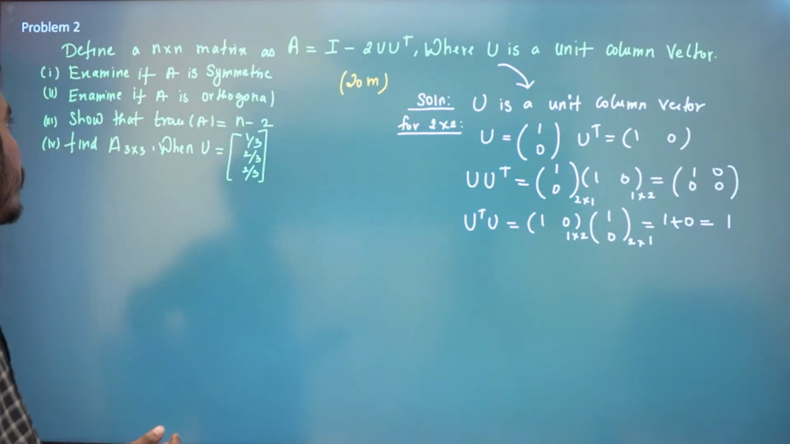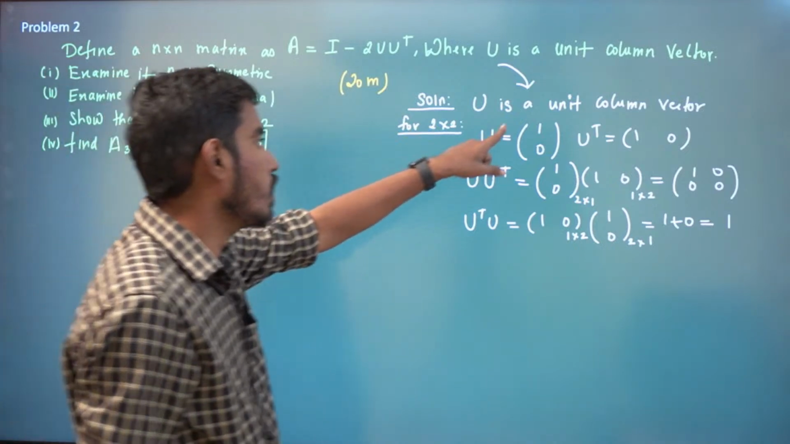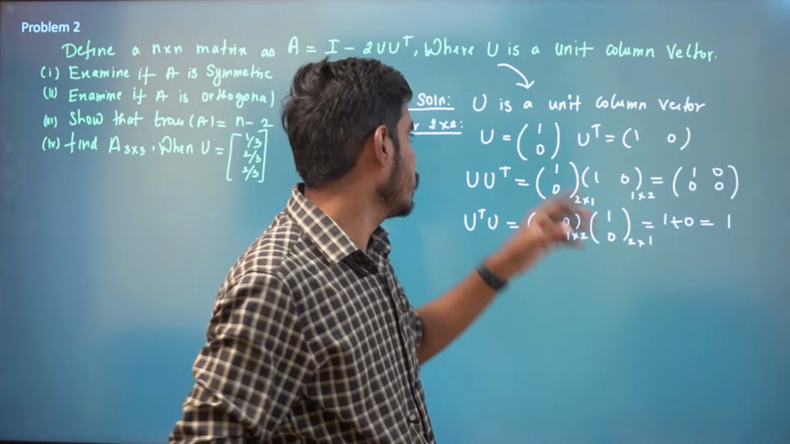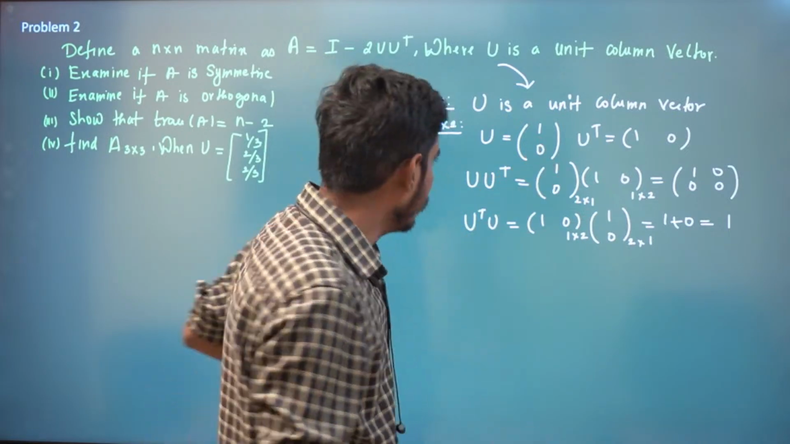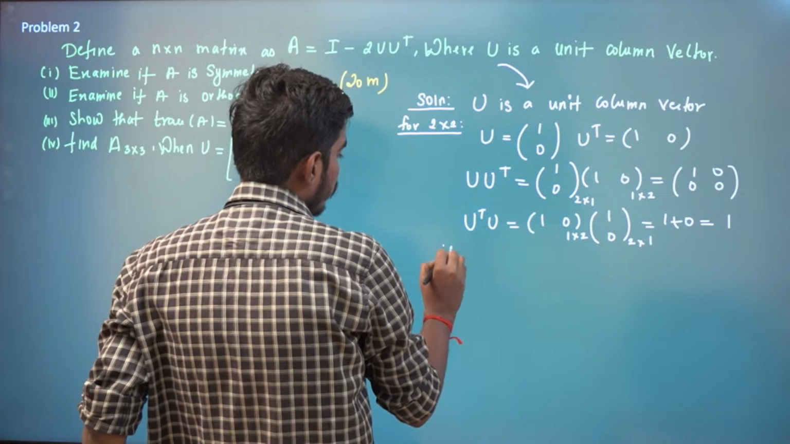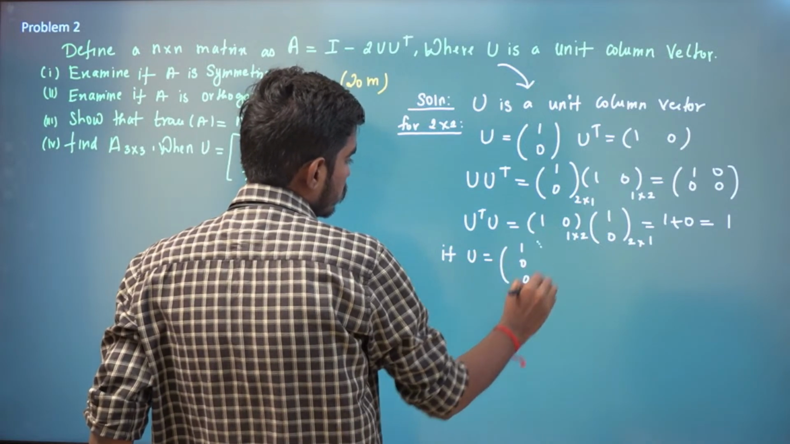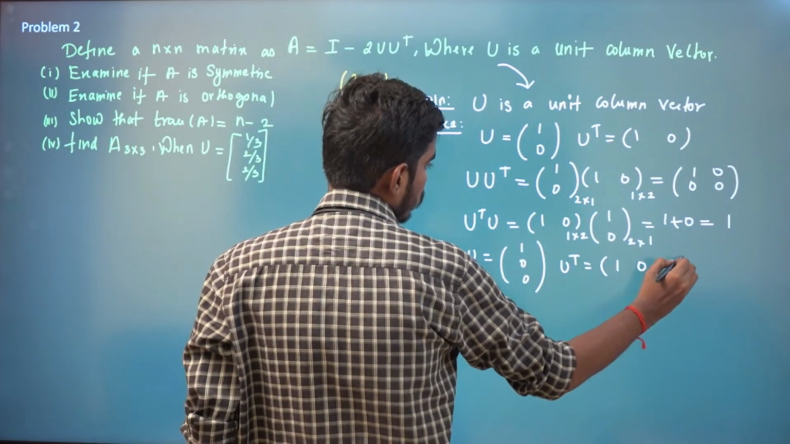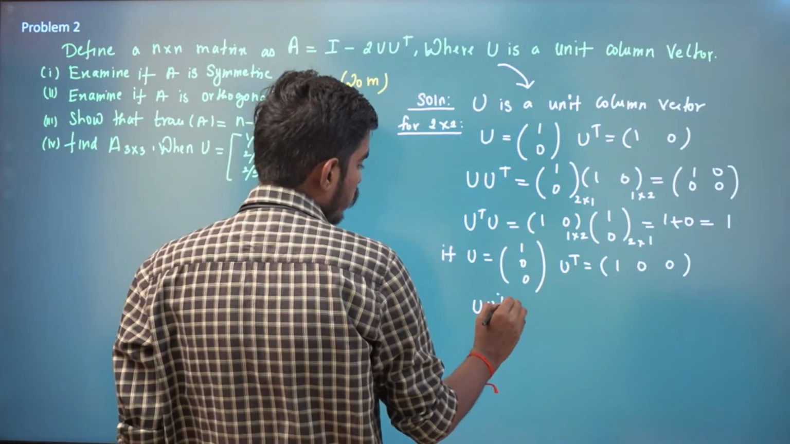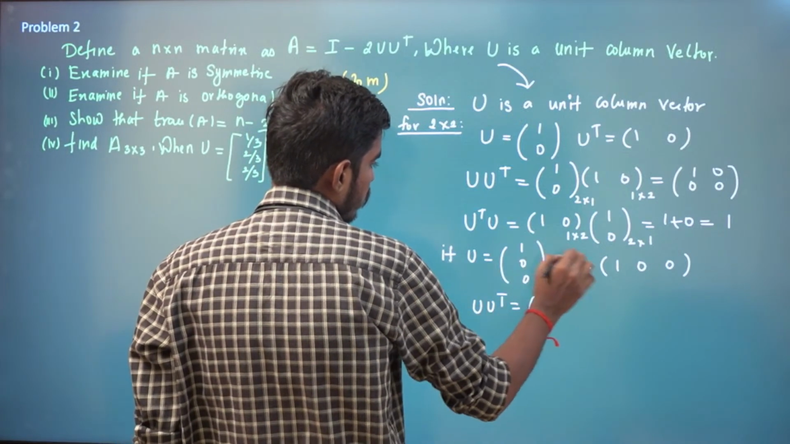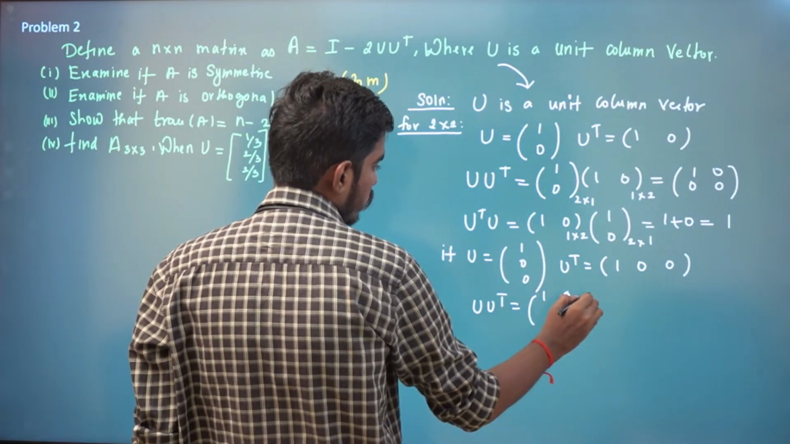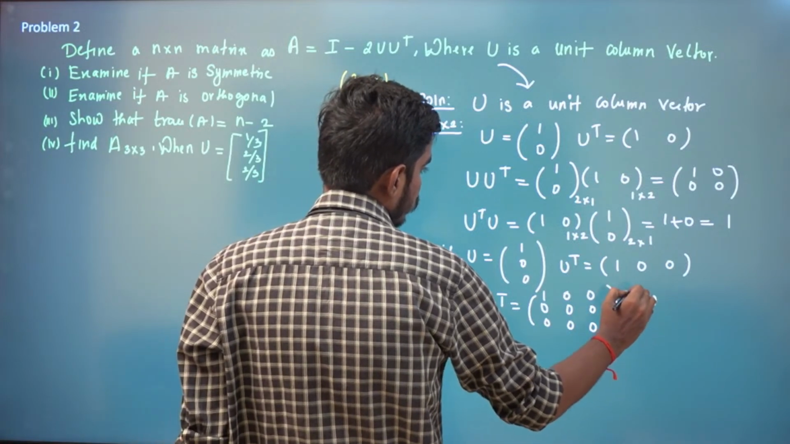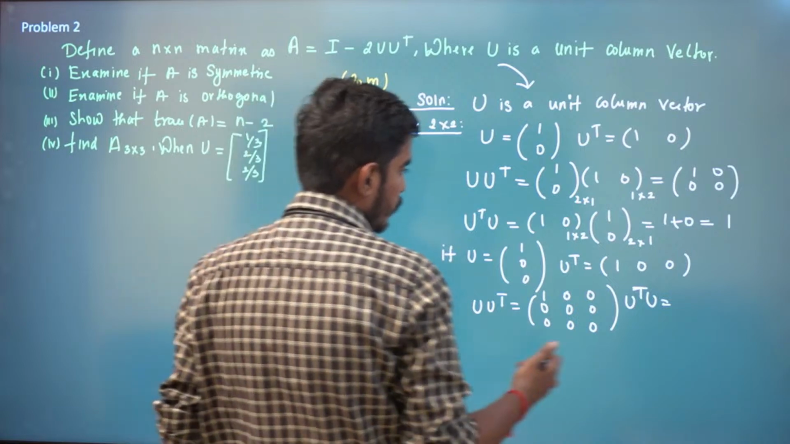Similarly, if it is an n cross n matrix, the unit column vector will be 1 0 0 0 up to n entries. See, this is for 2 by 2. And similarly for 3 by 3 also, if u is equal to 1 0 0, then u transpose will be 1 0 0. If you multiply u into u transpose, you will get 1 in the first position and 0 0 0 0 0 0 0 0 elsewhere. And when you multiply u transpose into u, you will get 1.